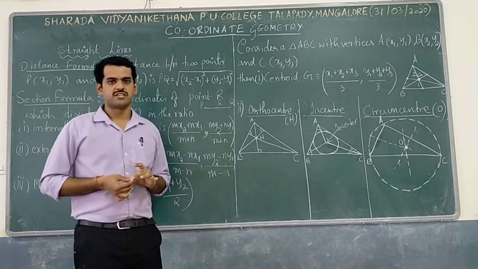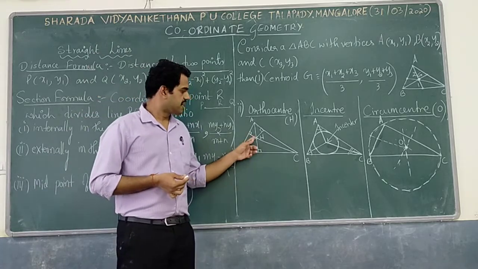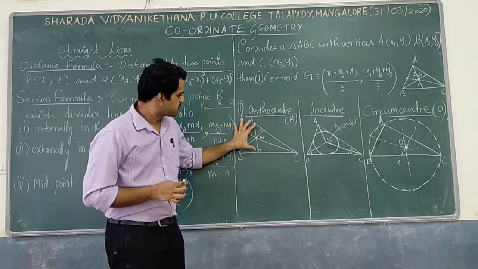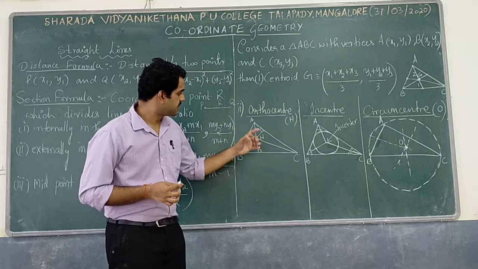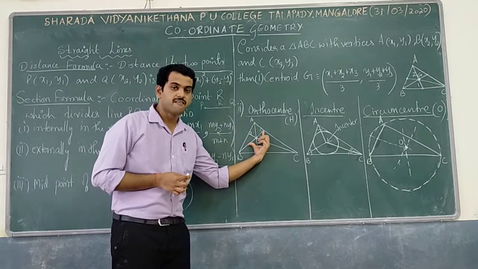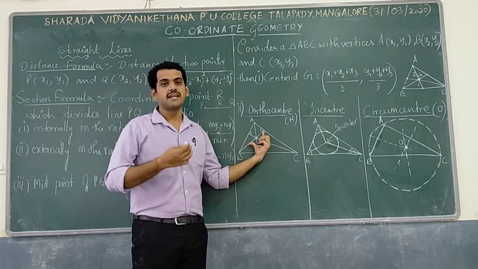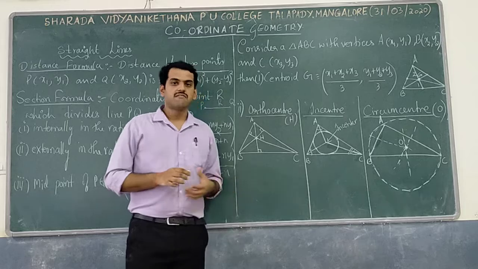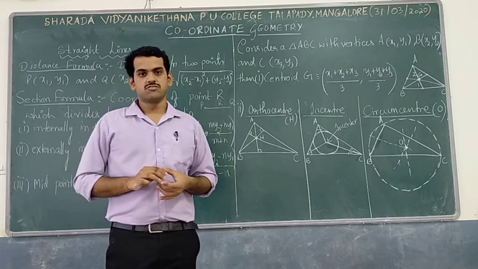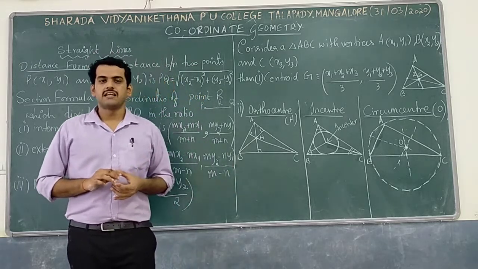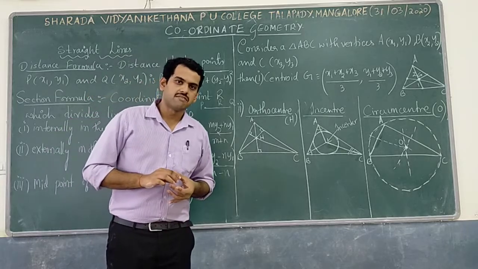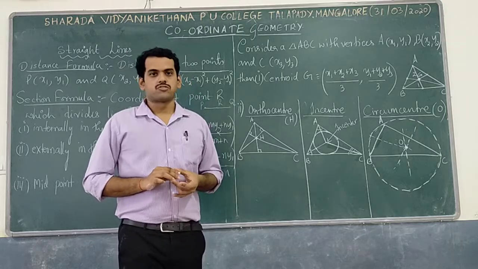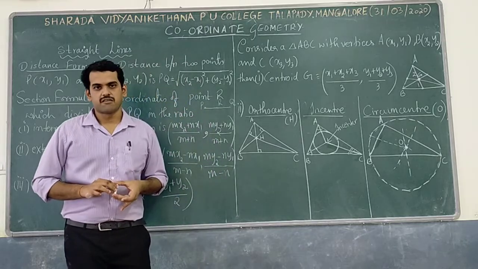To find the orthocenter, first of all, we have to get at least two equations of the altitudes. Suppose I take this altitude and the second altitude, these two, find their equations first by any of the methods that we can use in straight line. After finding the equations of the two altitudes, solve them by any method of solving linear equations. By solving those two, you are going to get the coordinates of the orthocenter of the triangle. That is the method we have to adopt.